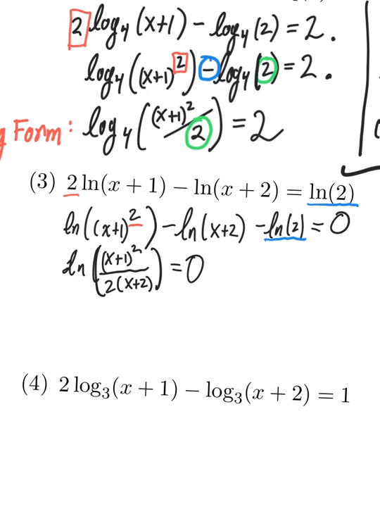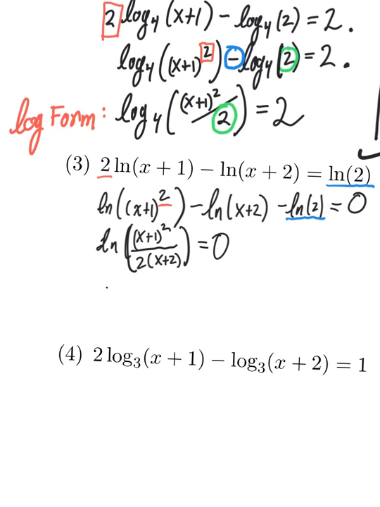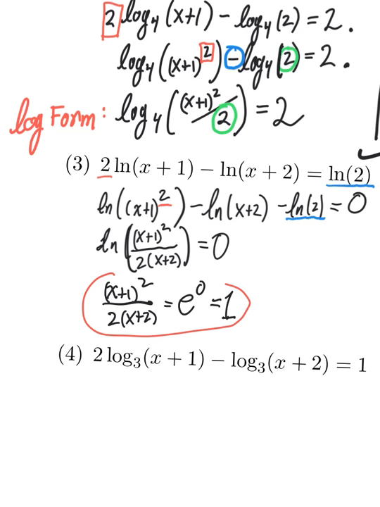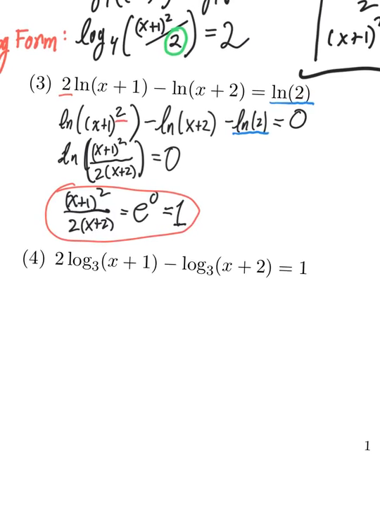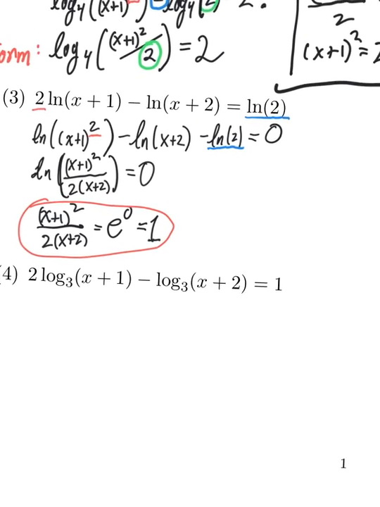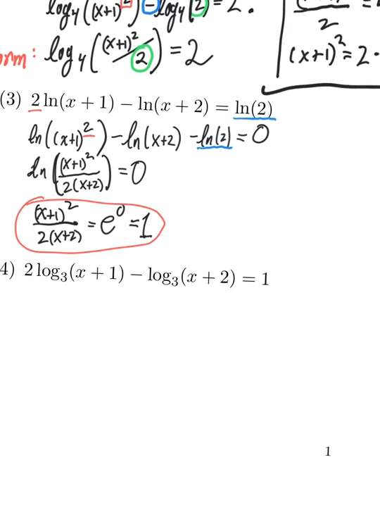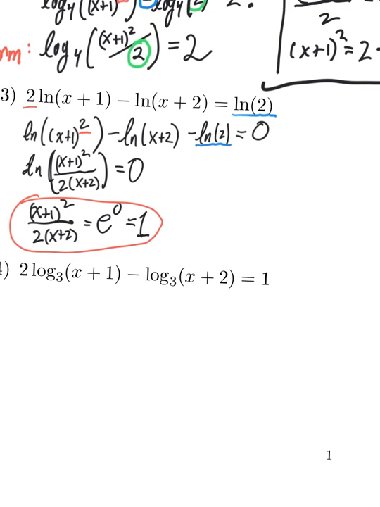Doing that, I see x plus 1 squared divided by 2 times x plus 2 equals e to the 0. Right, because ln is log base e. Oh, but e to the 0, that's 1. So that's an improvement. And that's now an algebraic equation. It's just a rational equation. I can solve rational equations by clearing the denominator. Let's go ahead and do that.